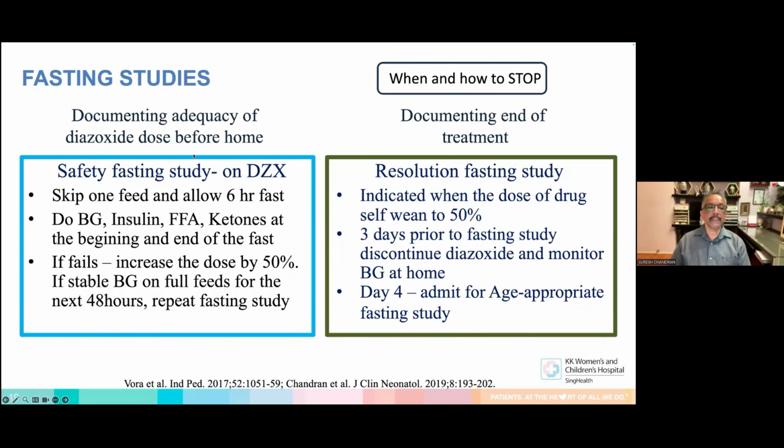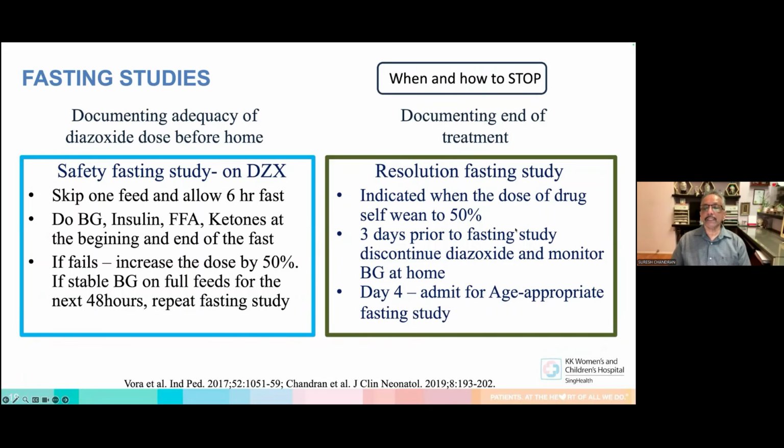The safety fasting study decides whether the baby is on a sufficient dose to avoid an inadvertent fast at home, because the mommy may sleep off in the night and may allow a fast of 6 hours, so we test this before they go home. If they fail, we have to increase the dose by 50% and keep them in the hospital for 2 more days to get good glucose readings and then repeat the fasting study. So with a pass in the safety fasting study, they go home.